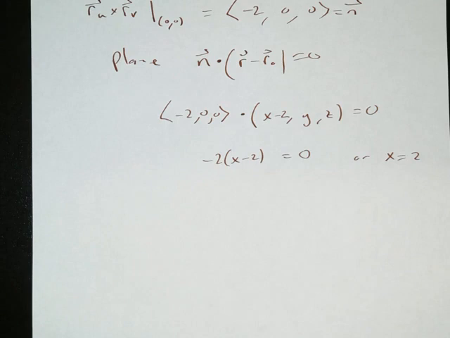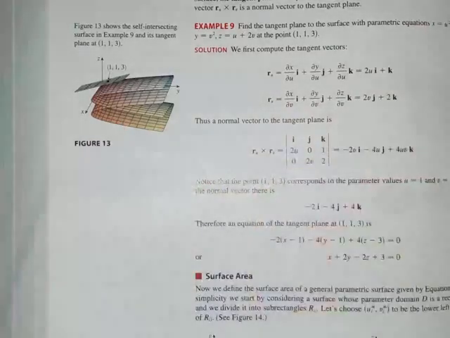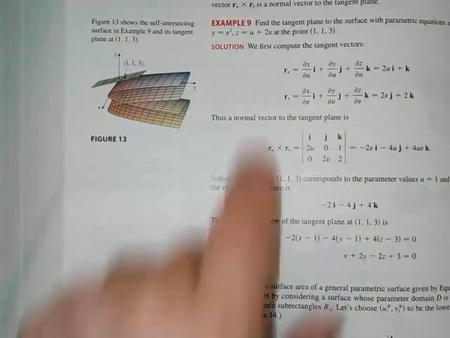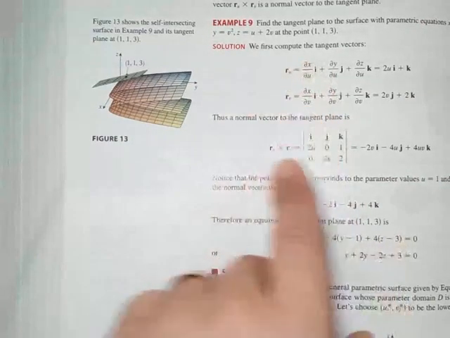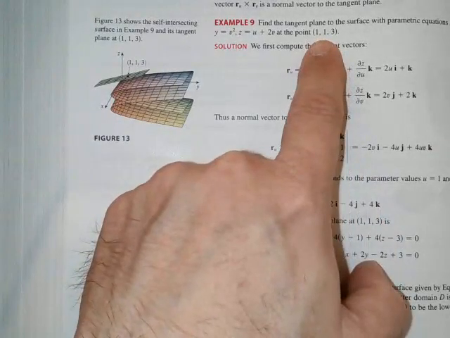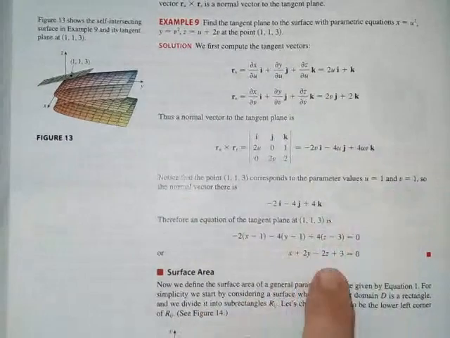No matter what surface you give me, this is the method by which I find the equation of the tangent plane. Page 1116, example 9. Here's my surface. Looks like a really messed up folded wallet, doesn't it? We find r_u and r_v, we take their cross product. Given this point, that's where u is 1 and v is 1. So I can find the equation of the plane.